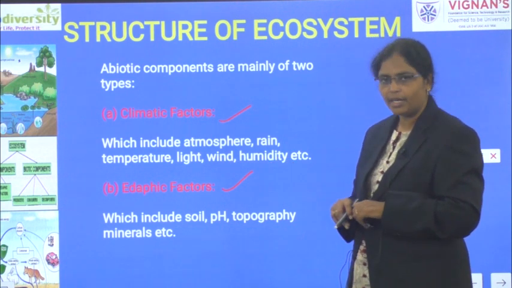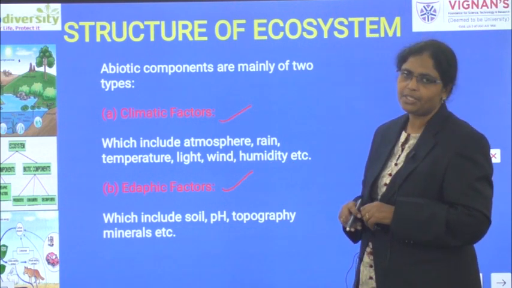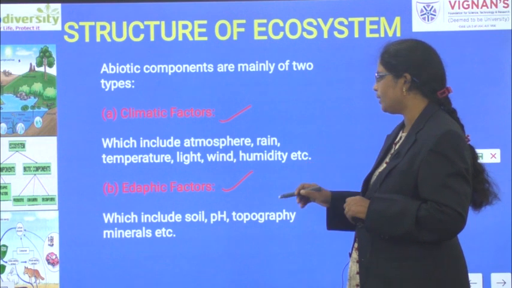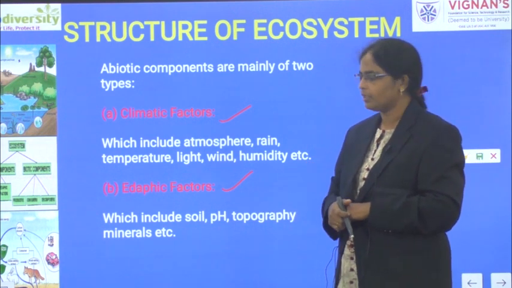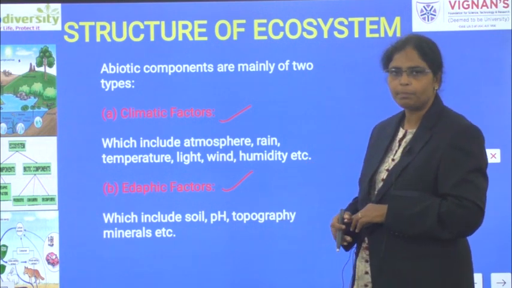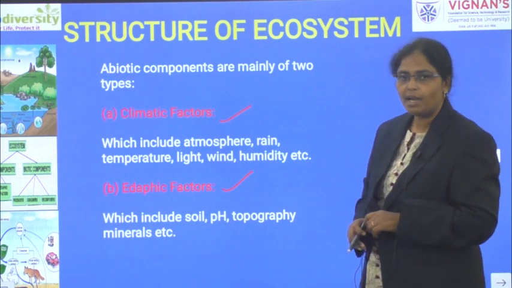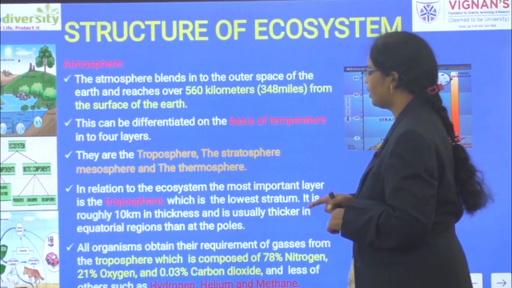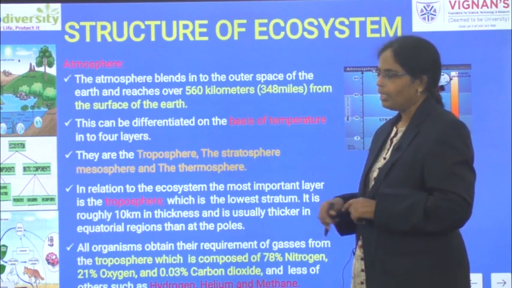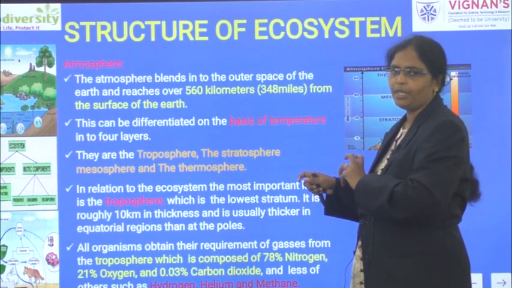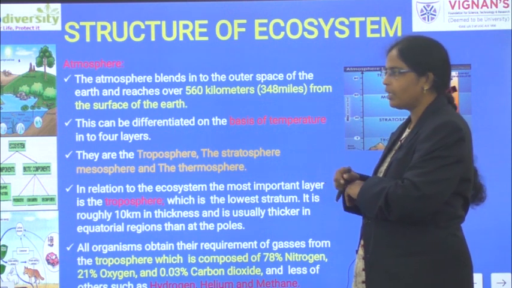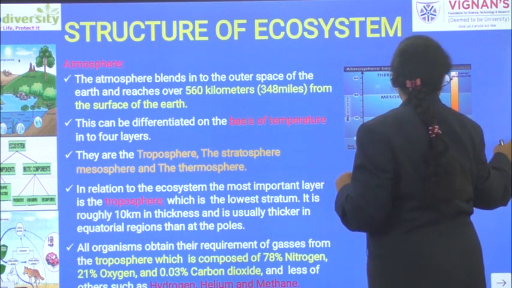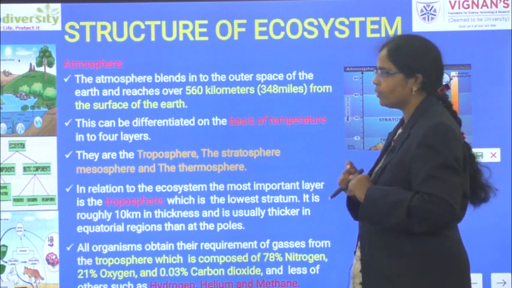Climatic factors are atmosphere, rain, temperature, light, wind and humidity. And if you see the edaphic factors, these factors include soil, pH, topography and minerals. So these are the two categories of factors that come under the abiotic components. If you see the important components in this abiotic category, atmosphere plays an important role.